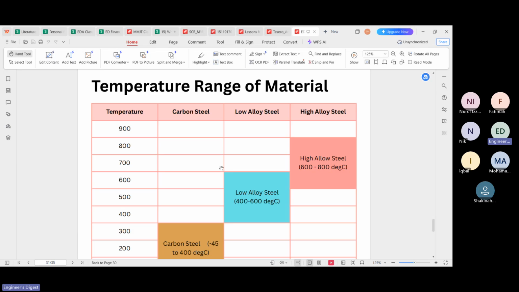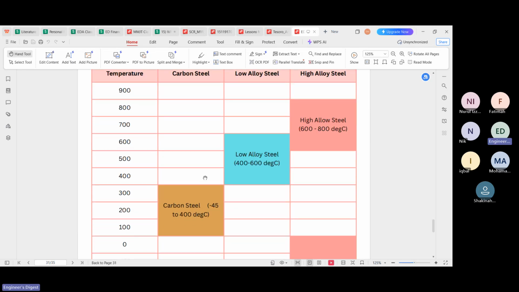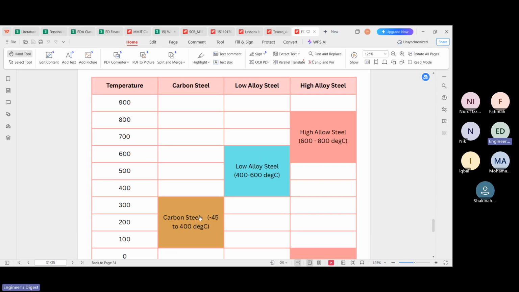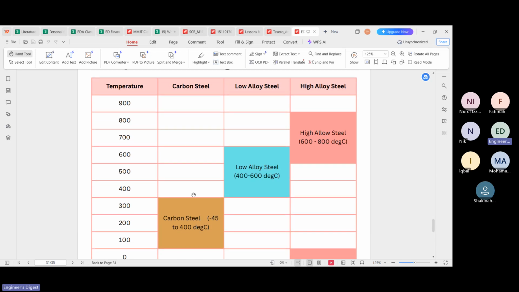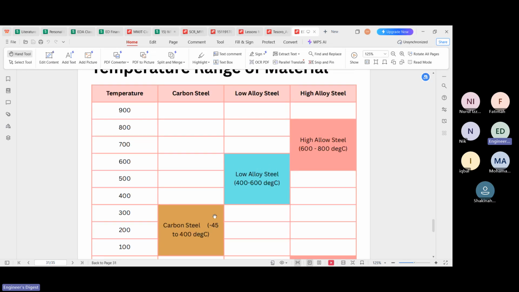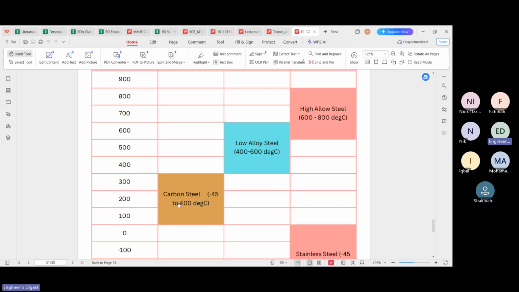All right. So, this is the temperature range of material. Carbon steel is between minus 45 to 400 degrees Celsius. If the process department gives you a design temperature higher than 400, then you cannot consider carbon steel. You need to consider low alloy steel. This is the low alloy steel, typically for 400 to 600 degrees Celsius. We'll cover this in our next class. Today is carbon steel.